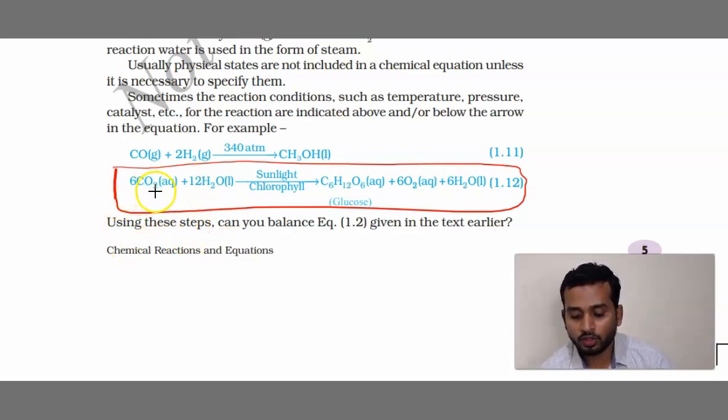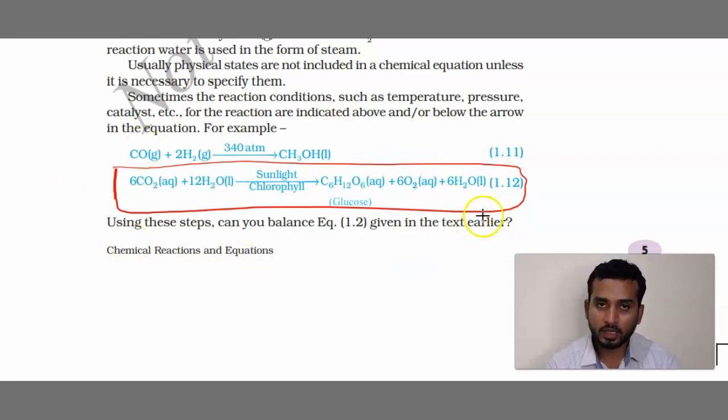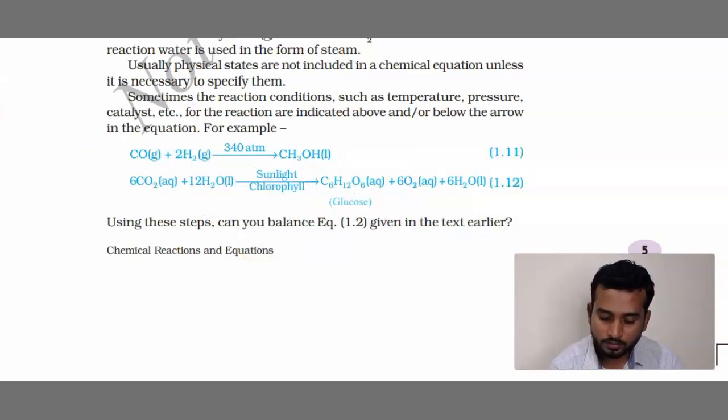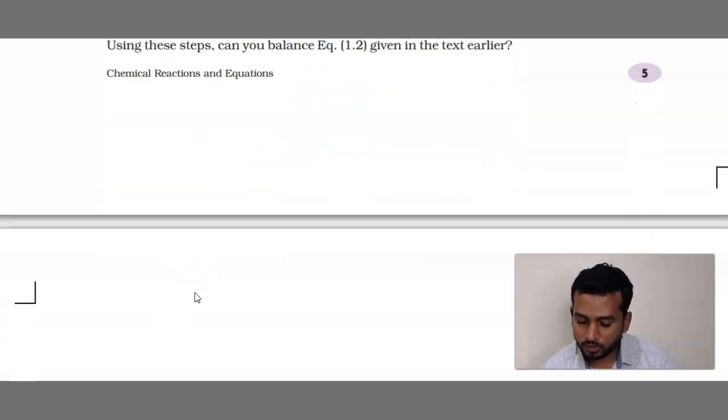That is 6 moles of carbon dioxide plus 12 moles of water in presence of sunlight and chlorophyll. It gives glucose, oxygen and water. Please write and practice this chemical reaction. Got it? This is one important question. Done? Okay. Next, come back to the next line.